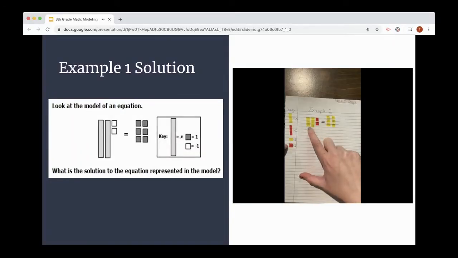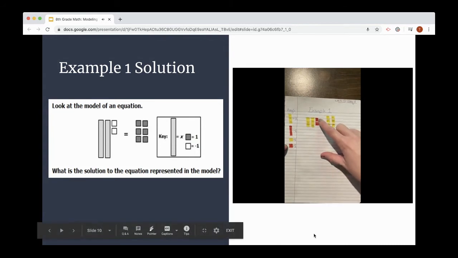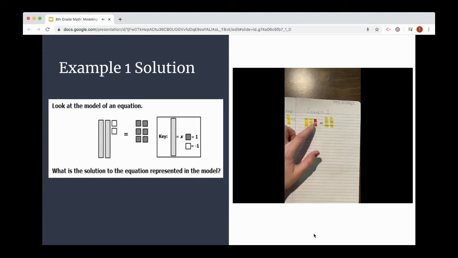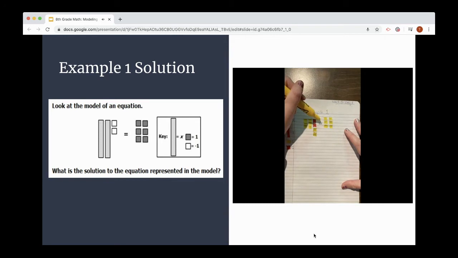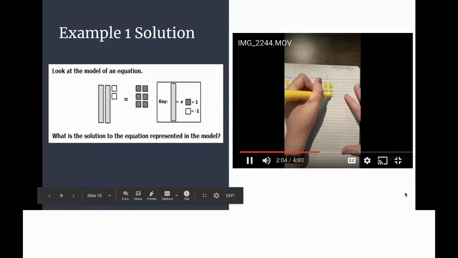So what's attached is a second variable. All right, I have 2 of those x's, and I have negative 2. First, we always want to undo the constant. So to undo negative 2, we're going to need positive 2. So I'm going to add 2 positive 1s to the left side. And because we're working with an equation, we need to keep it balanced. So whatever I do to the left side of the equation, I also need to do to the right. So I'm going to add 2 positive 1s to the right as well.